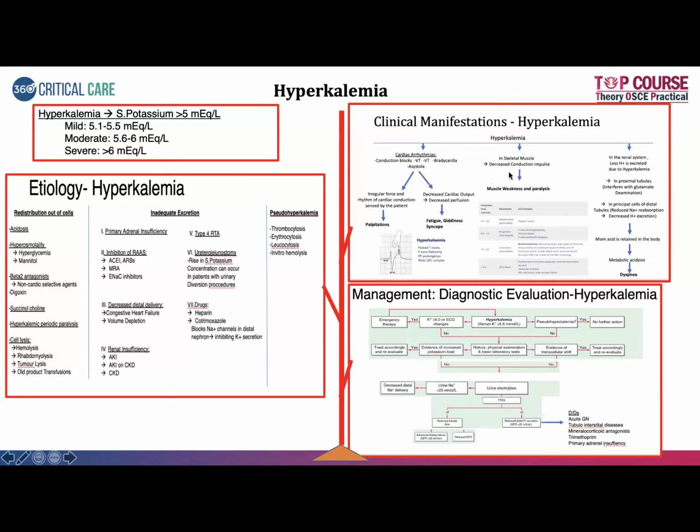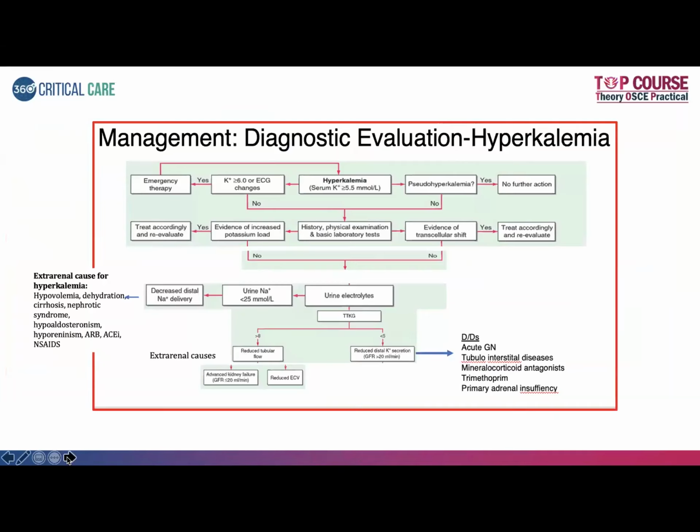In skeletal muscle, there can be decreased conduction, so muscle weakness and paralysis. In the renal system, fewer hydrogen ions are excreted due to hyperkalemia. In the proximal tubule, it interferes with glutamate deamination. Thereby, there is decreased H plus excretion, resulting in metabolic acidosis. Thereby, the patient can have a high respiratory rate.